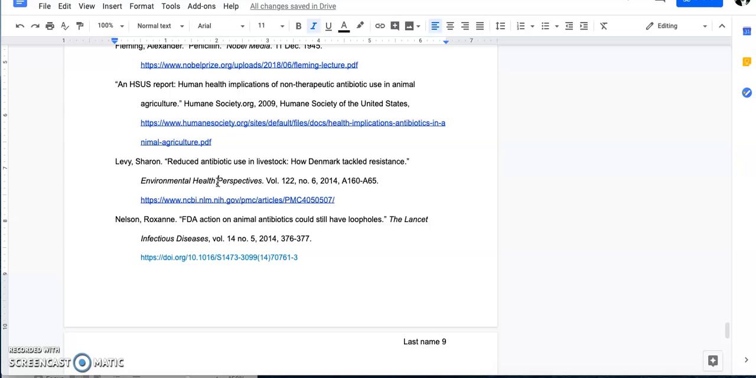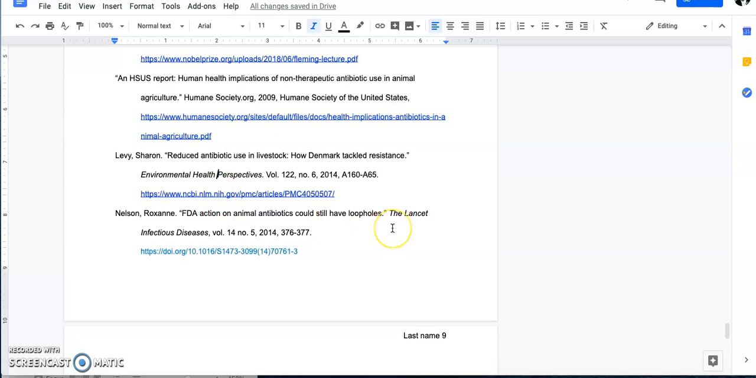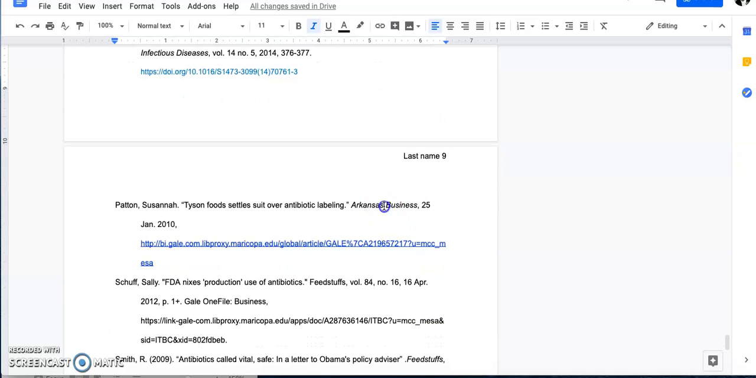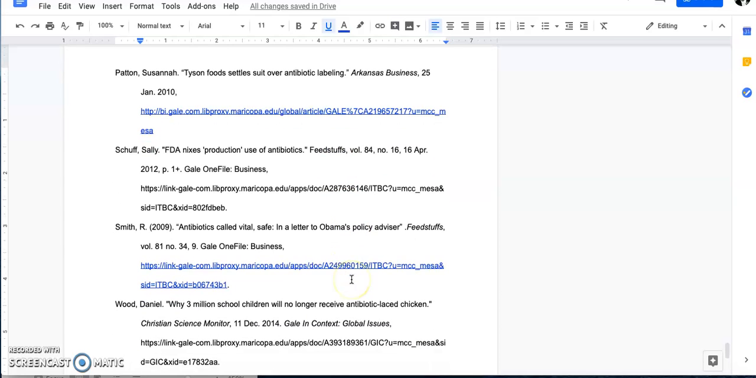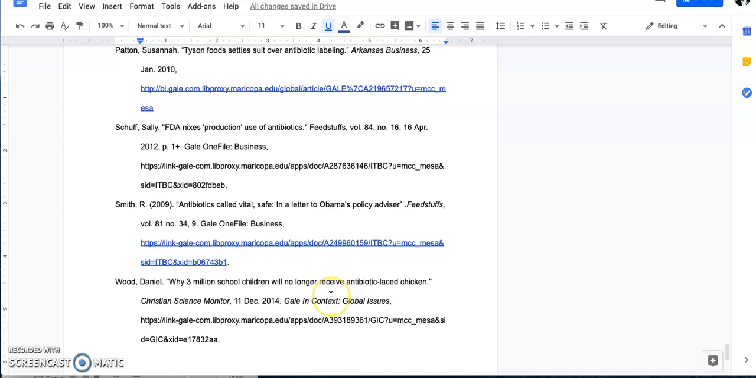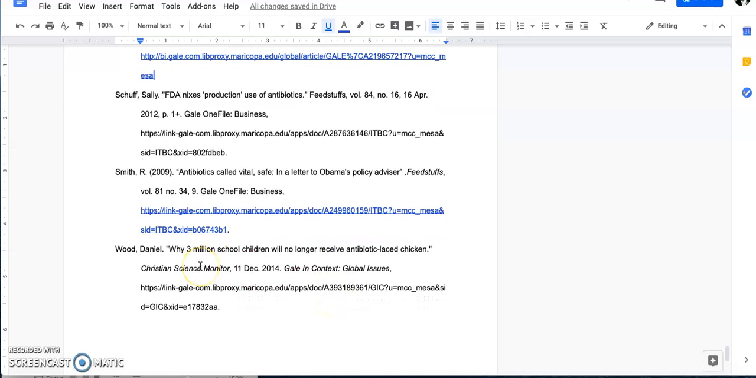Environmental Health Perspectives, a journal. The Lancet, a medical journal. Here we have some general reporting from Arkansas Business. It can be credible. Feedstuffs, a journal related to agricultural issues. Another article from that same source. And then the Christian Science Monitor, just the source that's telling you about the reporting on the issue.